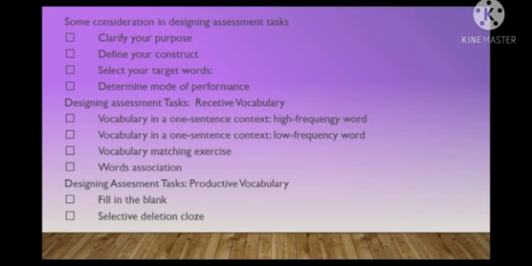Design assessment tasks. Productive vocabulary. A common vocabulary test type is sentence completion, where a target vocabulary item is deleted from a sentence and the test taker must understand the context in which the word occurs in order to produce the missing word. Fill in the blank and select the direction, cloze.